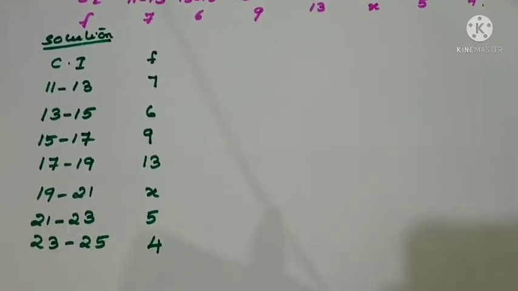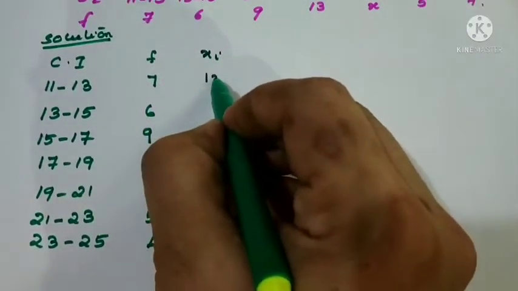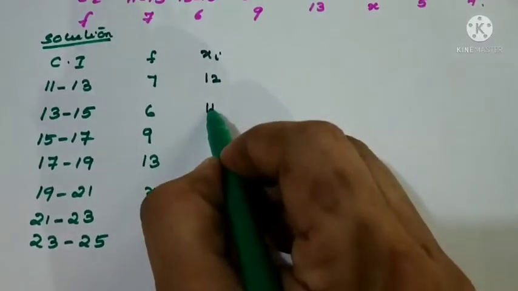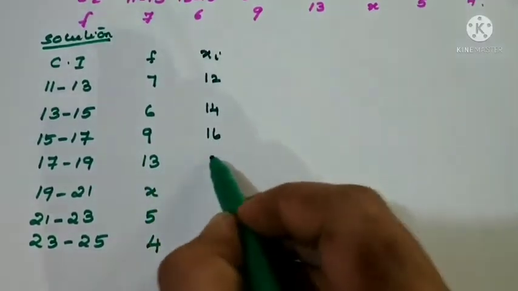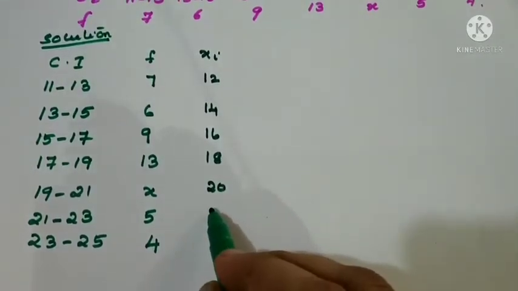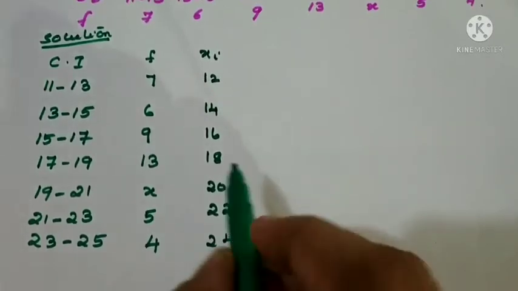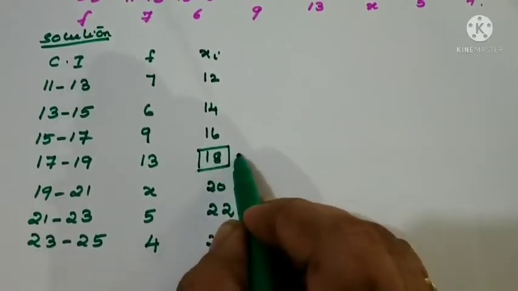Okay, so 18 lies on this only, 72, 19 only. Now xi means the midpoint value we have to take down. So 12, 14, 16, 18, 20, next 22, then 24. So the assumed mean also I am taking as 18 only.